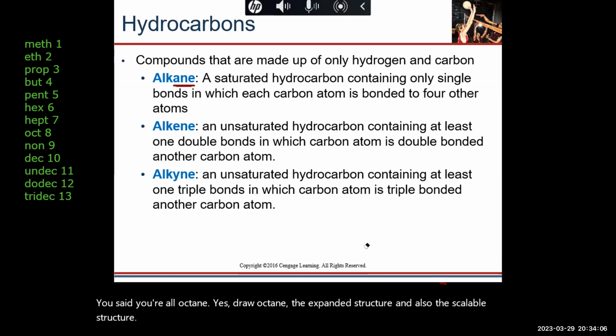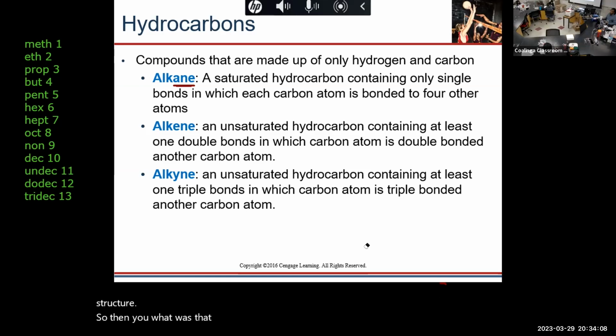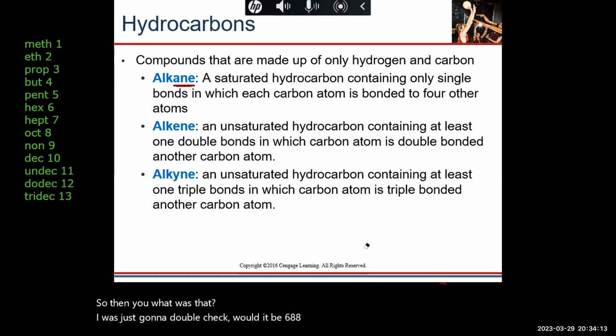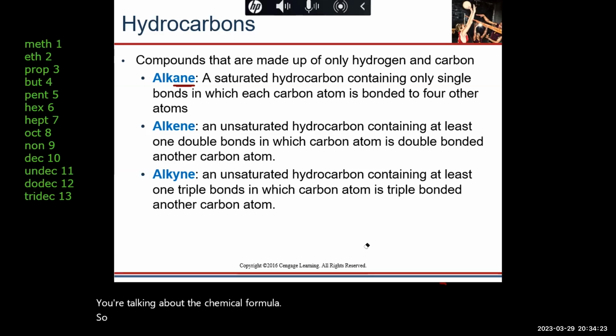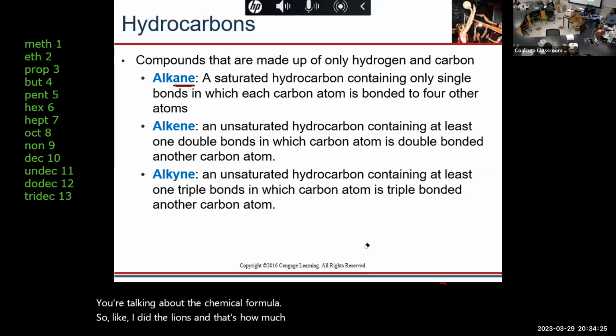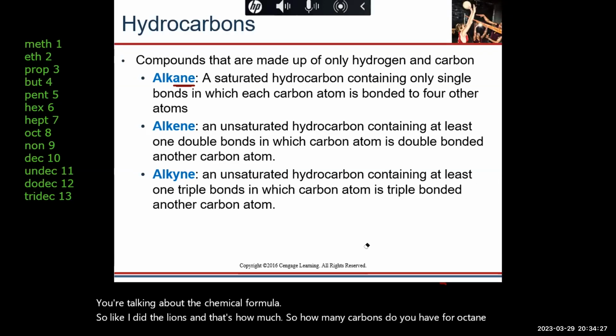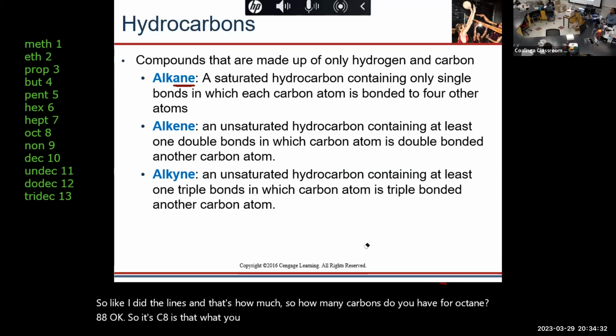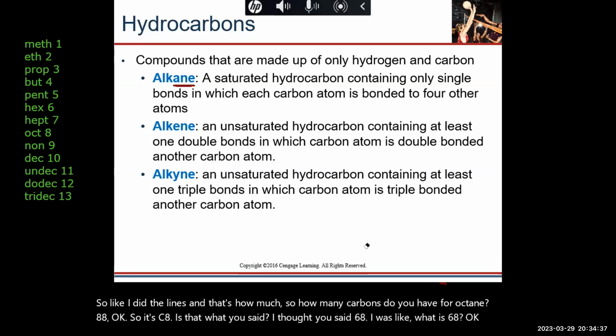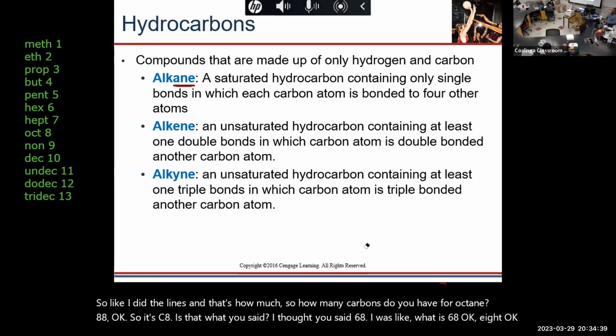Would it be then... oh, what was that? I was just gonna double check. Would it be C6H8? No, you're talking about the chemical formula. I did the lines and that's how much hydrogen I got. How many carbons do you have for octane? 8. Okay, so it's C8. Yeah, I thought you said 6,8. No, I said C8H20.